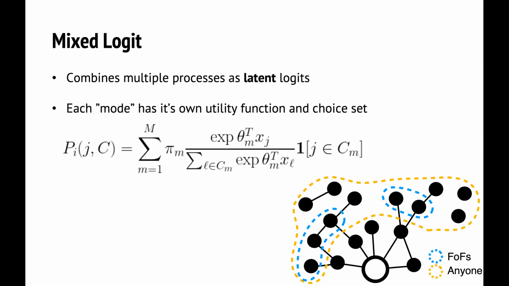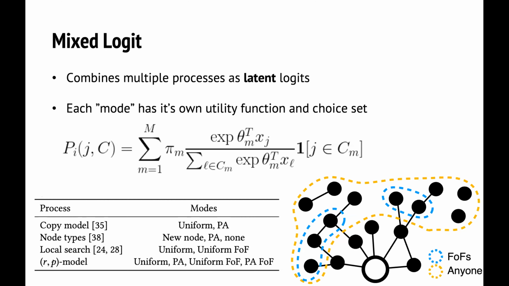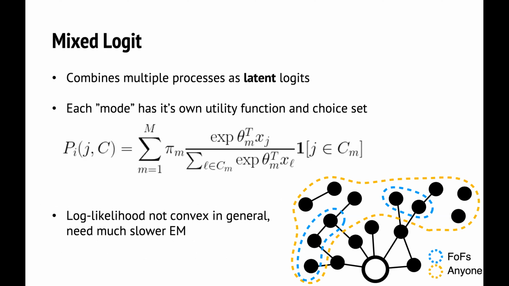For example, you can imagine that connecting to a friend is a very different process that uses very different tendencies than connecting to somebody that you don't know at all, that you may meet randomly, for example. We show in the paper that the mixed logit covers a bunch of different stochastic models that have been proposed before. And one issue, though, is that the mixed logit is much harder to estimate because the log likelihood is not convex in general, and therefore you need to use EM, which is much slower and often not feasible for larger data sets.